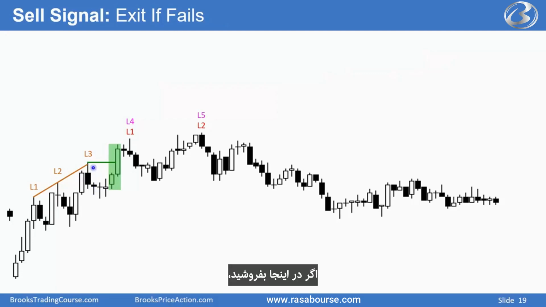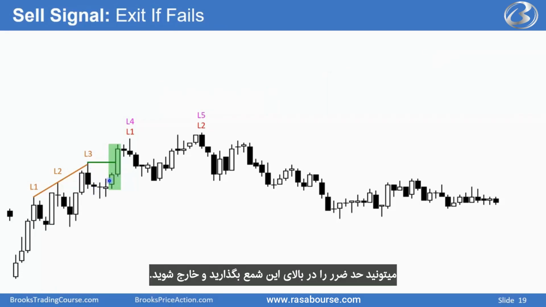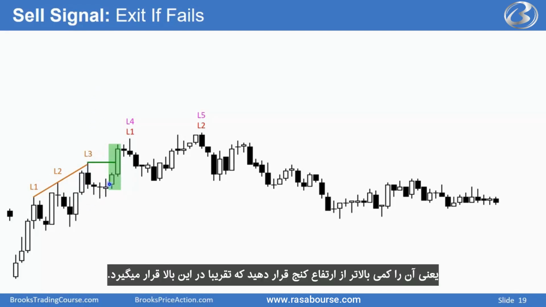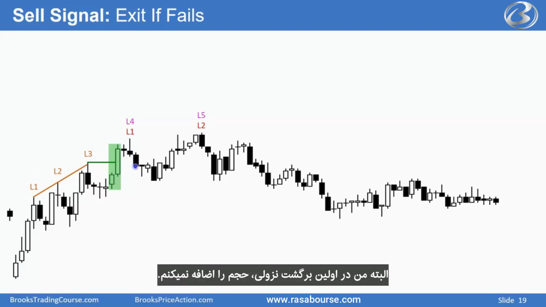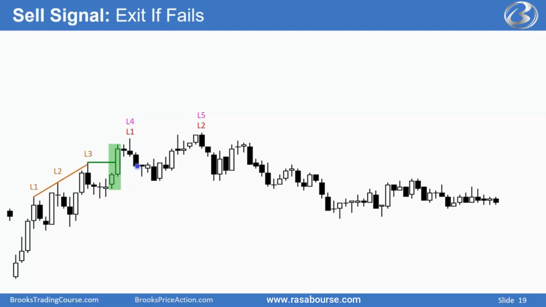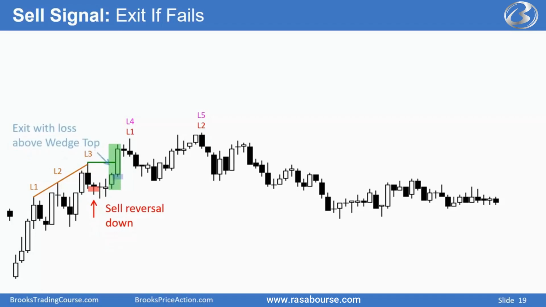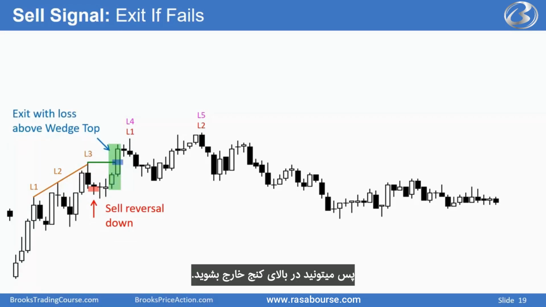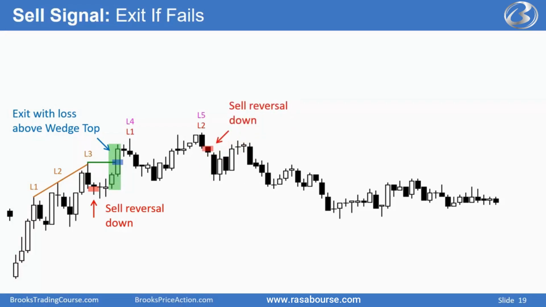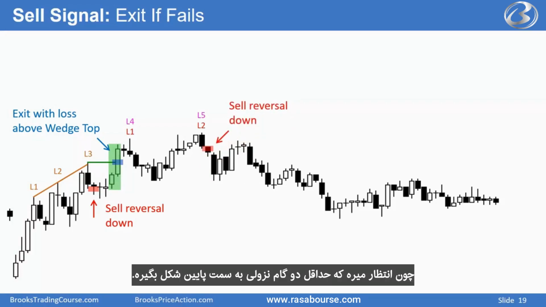If you do sell here, you can get out with a stop there, you can get out with a stop above this bar, or you can hold and use the measured move up, maybe a little bit greater than the height of the wedge up here somewhere, and then look to add on. I would not add on the first reversal down, although you could. However, this is a high probability add on there. So you can exit above the wedge and then look to sell the reversal down, expecting at least a couple legs sideways down.